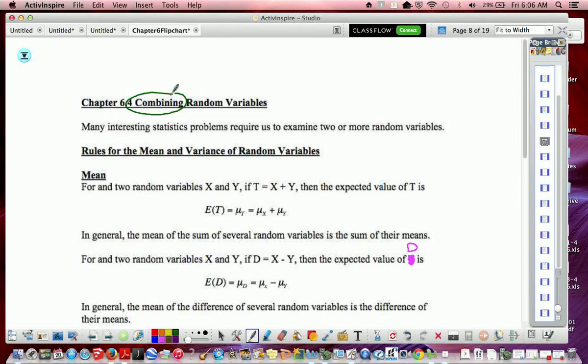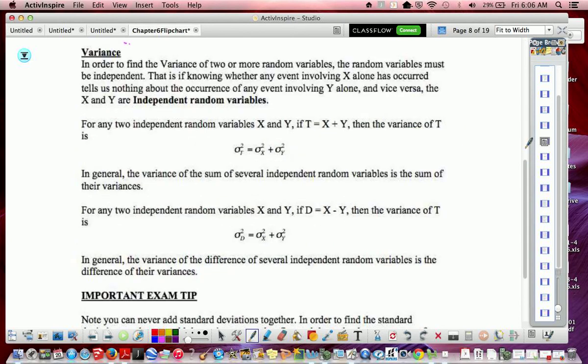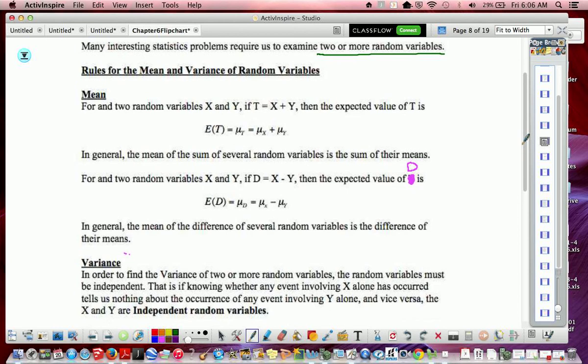So what we're going to take a look at is what happens when we start to combine two or more random variables. There are many interesting statistical problems where you actually need to do that. So we need to look at what we need to do with the means, and what we need to do to calculate the standard deviations of those distributions when we combine random variables.